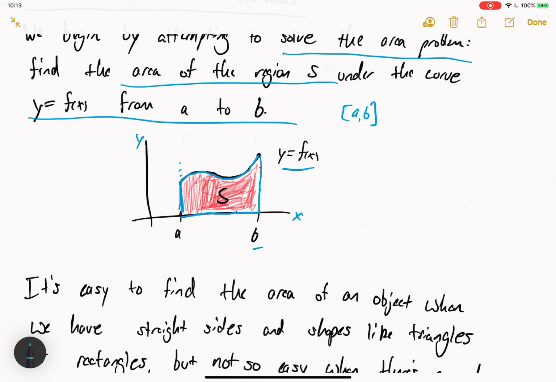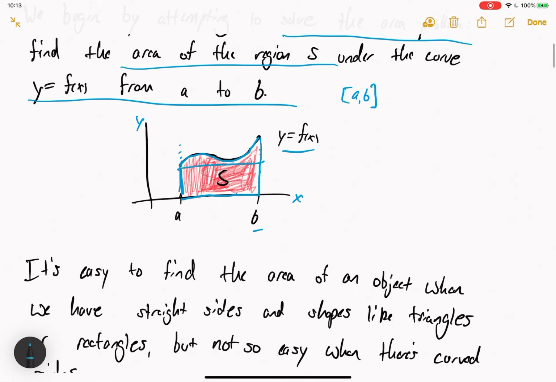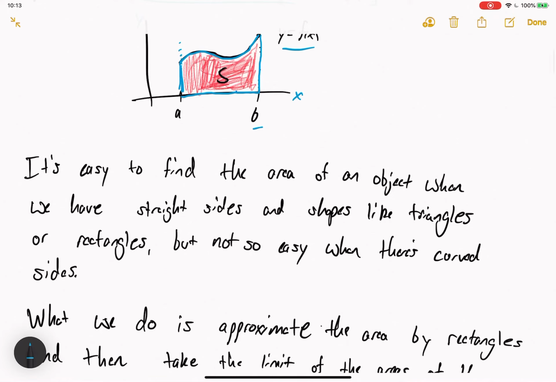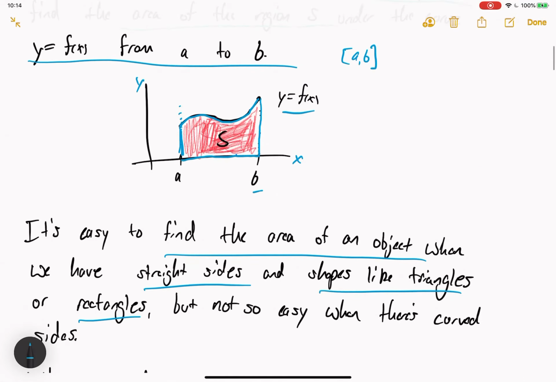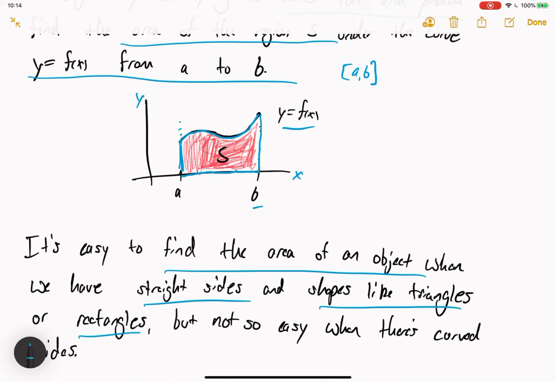Like if this was a square, then we could just do length times width. If it was a triangle, then it would be pretty easy. Basically, finding the area of an object when we have straight sides is really nice. Shapes like triangles or rectangles are pretty easy. But it's not that simple when we have curves. We could have any kind of curve we want. Polynomials are curved, like cosine and sine of x.